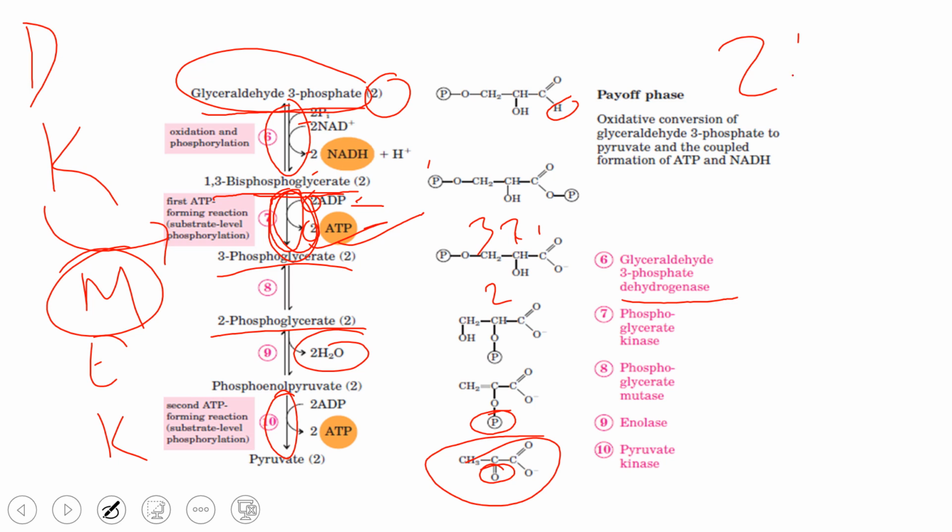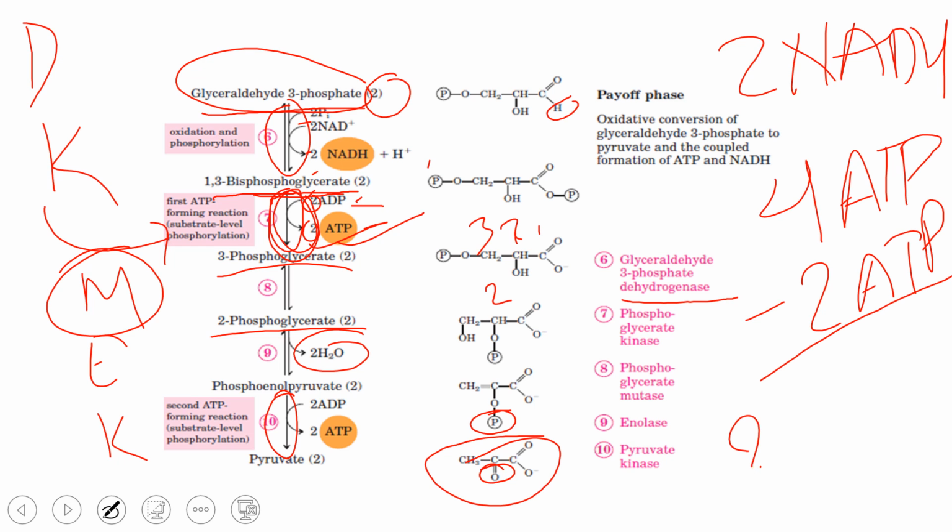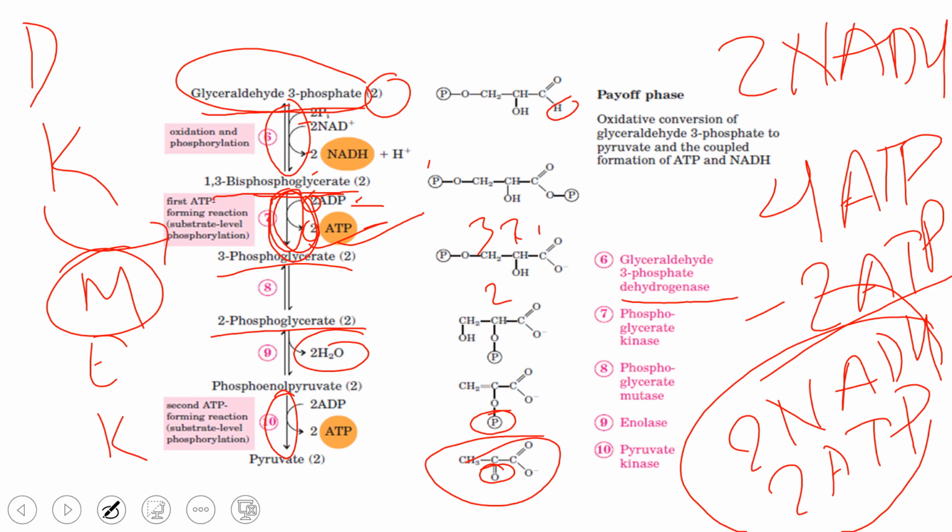So overall it has generated energy. The generation of energy is NADH, and there is the generation of 4 ATP. But actually what happens is that in the earlier KIKI step there were 2 ATP consumed. So overall it will generate 2 NADH and 2 ATP. So that is the amount of energy that has been generated by glycolysis.